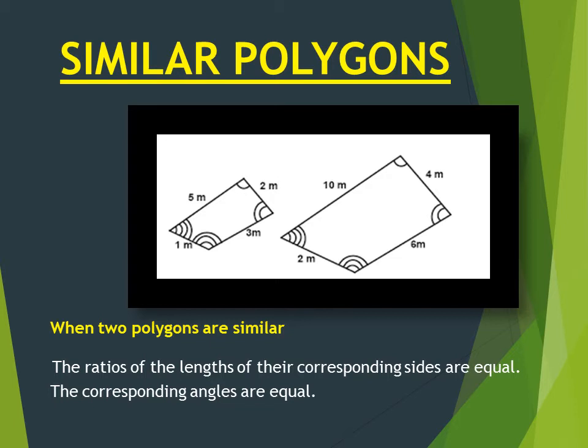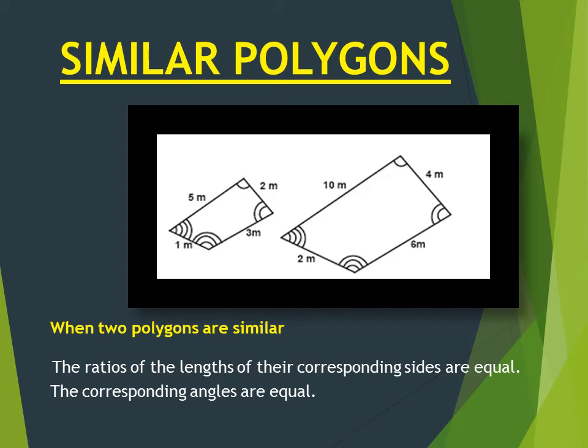So this will be the first condition for two polygons to be similar. That is, the ratios of the lengths of their corresponding sides are equal. And the second condition is that the corresponding angles should be equal. So if these two conditions are satisfied whenever you compare two polygons, then they are said to be similar polygons. Observe these two here.